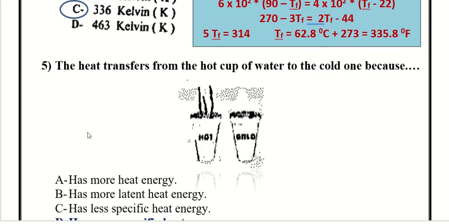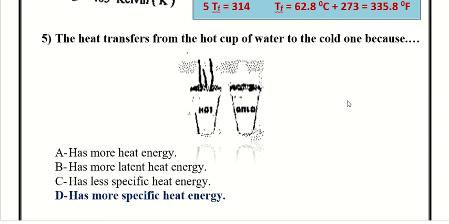Question number 5. The heat is transferred from the hot cup of water to the cold one, because the hot one has more heat energy? Of course not, as the heat energy is a constant value. Is it because it has more latent heat? Of course not, it is constant also, and the specific heat also is constant.